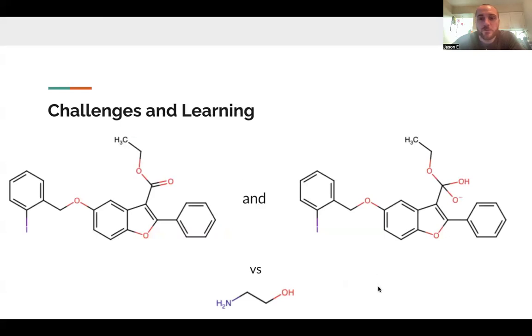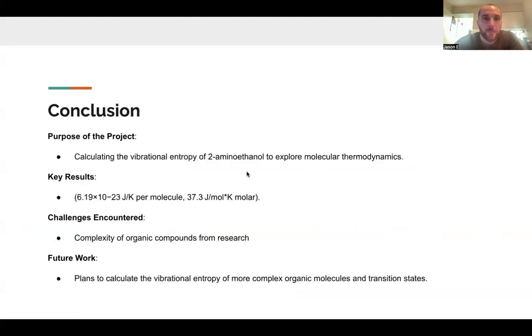So this is just showing the difference in complexity of the molecules from my research that I wanted to do initially. With the transition state here versus what I ended up doing, you can really see the difference in complexity. It's also my first time using Gaussian, so potentially in the future, I'll be a little more used to it, and doing something like this would be a little easier for me.